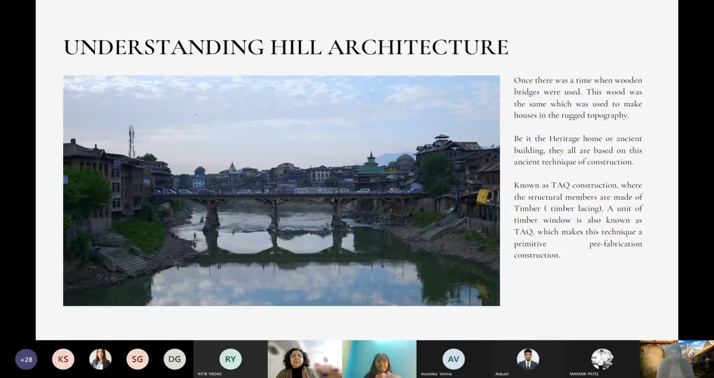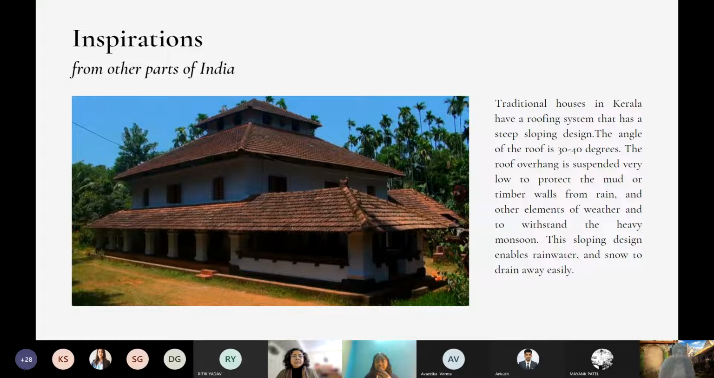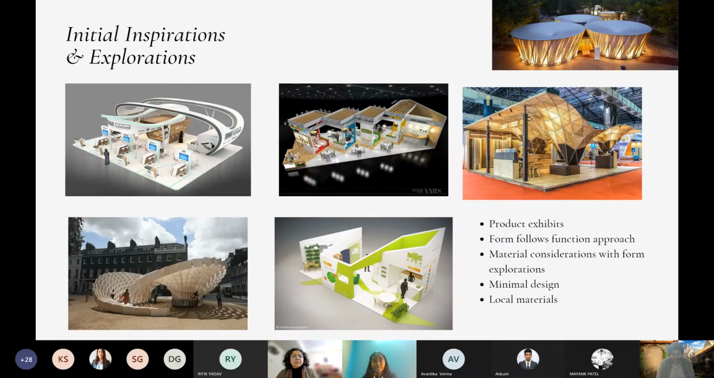Then we tried to understand hill architecture. In that we studied the TAK construction technique, from which we learned how modularity can be used in various ways, such as providing strength or serving as a measurement unit. Since many of our teammates were from different parts of India, we were also inspired by the vernacular styles of our respective places of origin, such as traditional sloping roofs, where just by adding an angle they could solve multiple purposes, such as climate protection. We were also trying to study how exhibits have been designed and how their forms were developed.